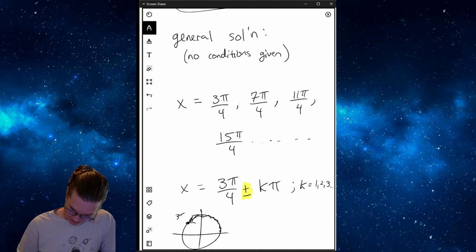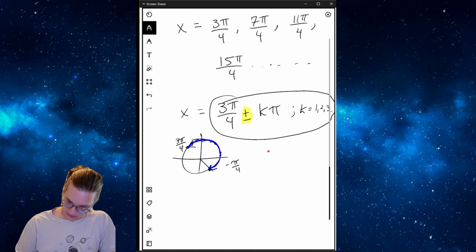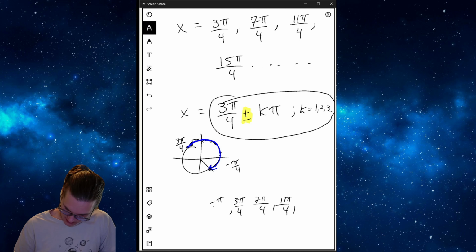And once again, don't forget, it's also true if you go the other direction, right? This is 3 pi over 4. If you subtract pi radians from that, that means you're going around the circle this direction, okay? Well, now you have this value here, negative pi over 4. So this solution we've written here includes 3 pi over 4, 7 pi over 4, 11 pi over 4, okay? And it also includes this direction: minus pi over 4, minus 5 pi over 4, minus 9 pi over 4, okay? So this is an infinite set of solutions.